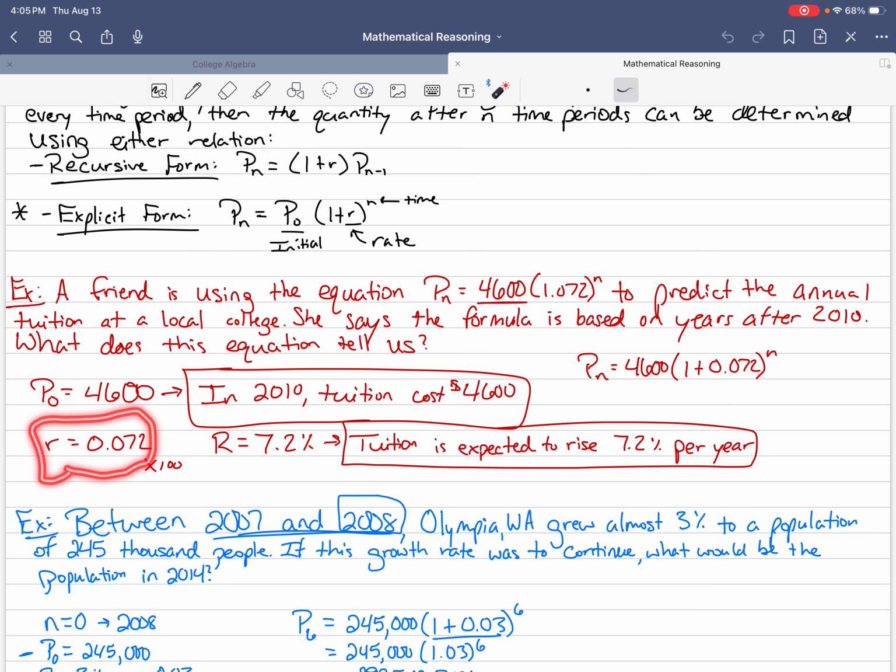0.072 is your little r, so you multiply it by 100 to get your big R, which means that this is really a rate of 7.2%. So, from this equation, we're able to tell that in 2010, the tuition cost $4,600. And based on this right here, we can tell the tuition is expected to rise 7.2% per year.